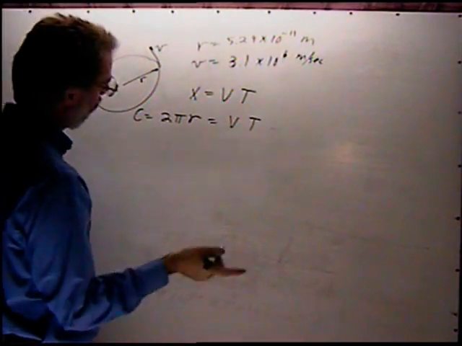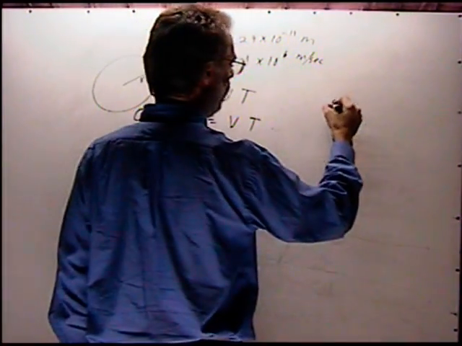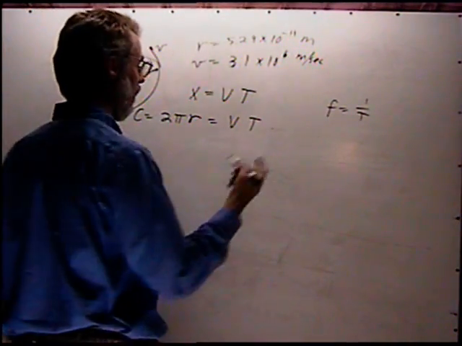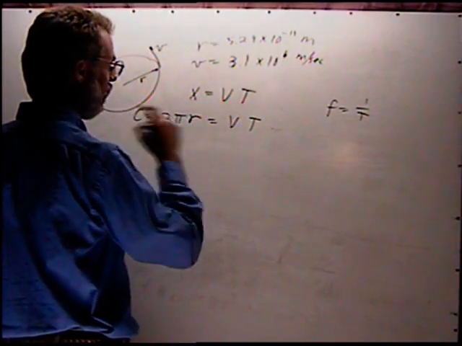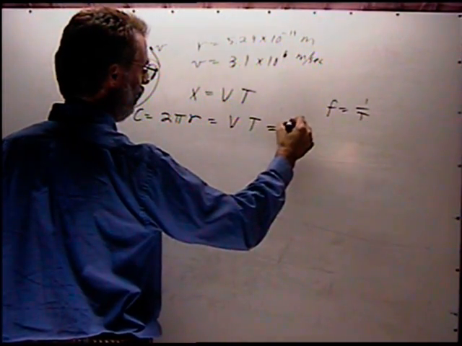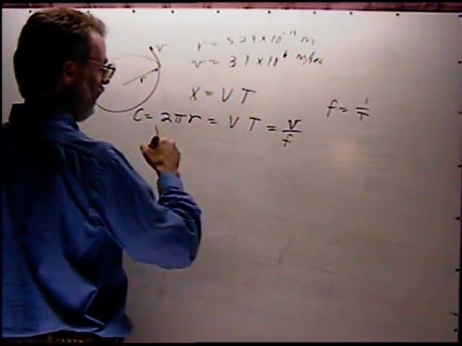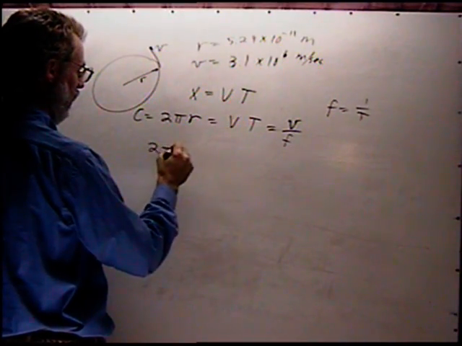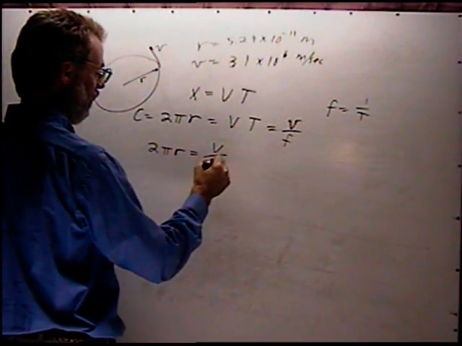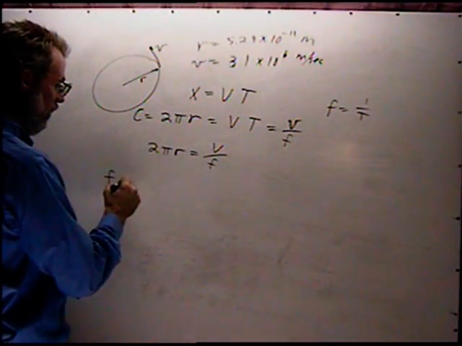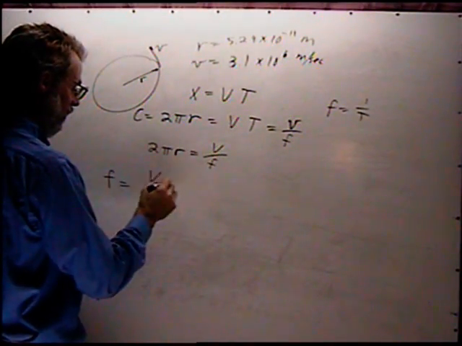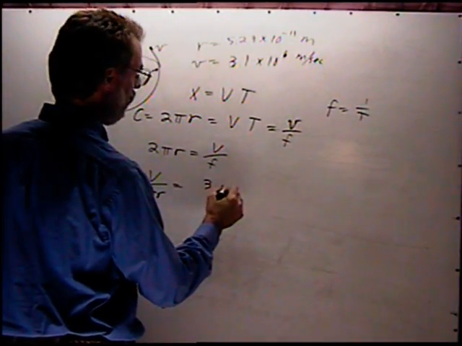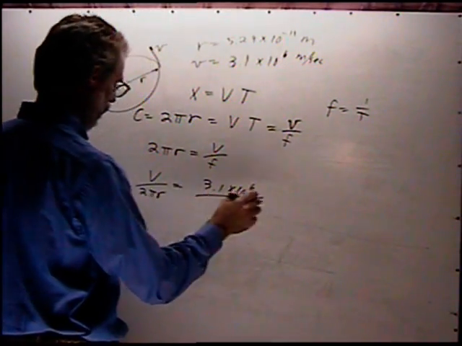Now remember, the frequency is equal to 1 over the period. So really what I want to calculate is the frequency, how many times per second it goes around. Taking these two equations, 2 pi r equals the velocity divided by the frequency, or the frequency is the velocity divided by 2 pi r. And we're going to get 3.1 times 10 to the 6. This is all in meters.